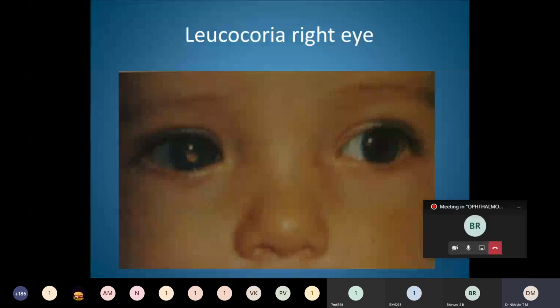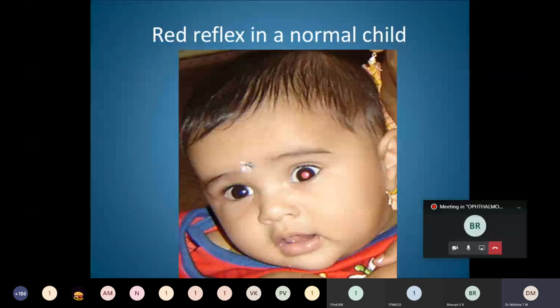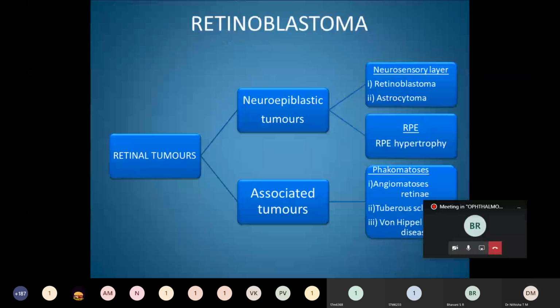What are you seeing in the right eye? You are seeing some reflex in the pupillary area. That is a white reflex in the pupillary area. It is called leukocoria. This is abnormal, and this is normal. What you are seeing is some red reflex in the pupillary area, which you see when you put a torch or take a photograph. This is normal, which is called Bruckner's reflex.